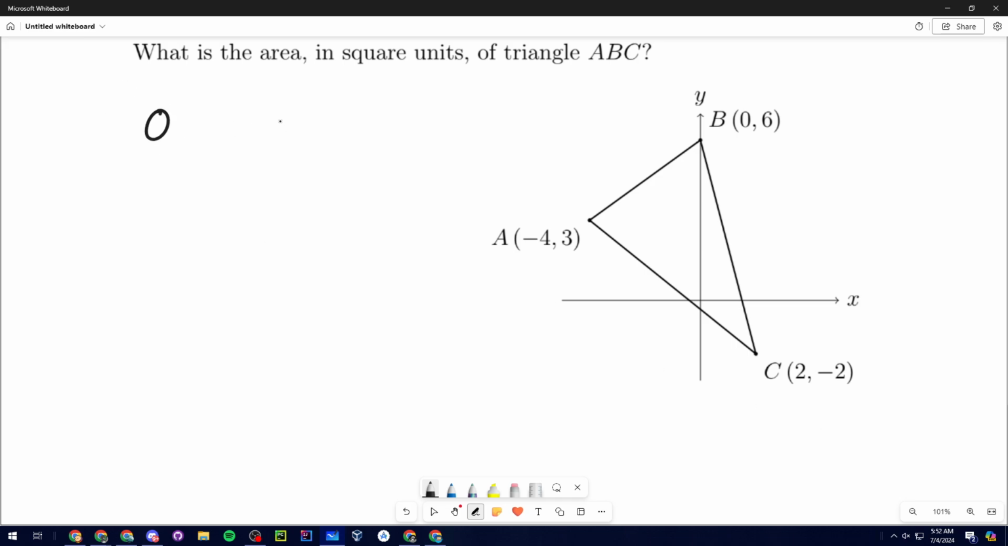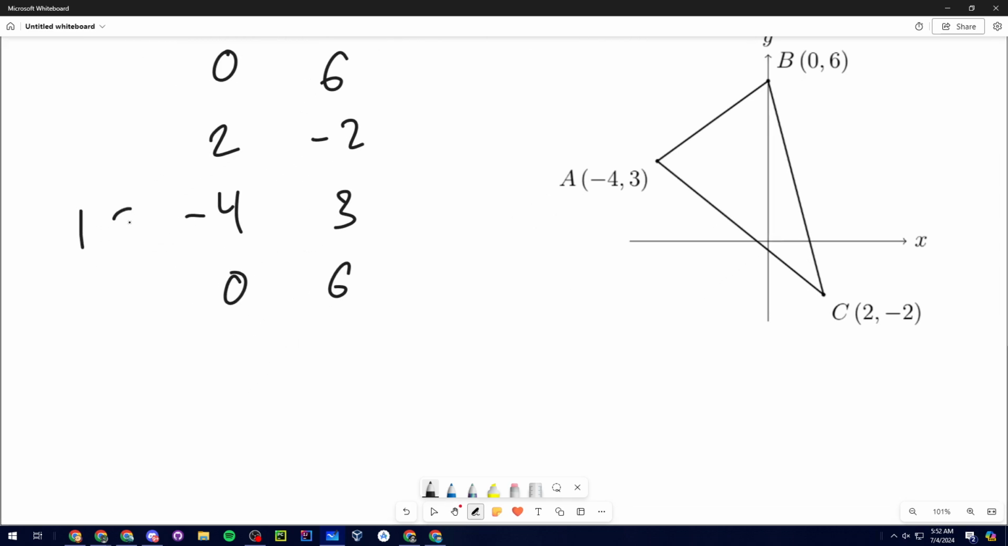I think Shrihan pretty much did a good job doing shoelace. But yeah, I chose 0, 6 as the first one because it's 0. That's always a rule of thumb. You want to choose the point with the 0 on it first because you have to write it twice, and now you have 2 zeros, right? So yeah, and it makes the math a lot easier.